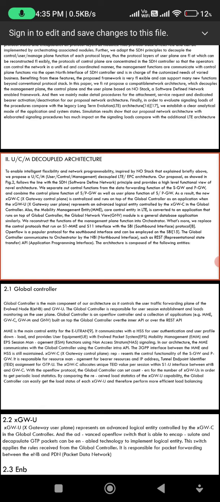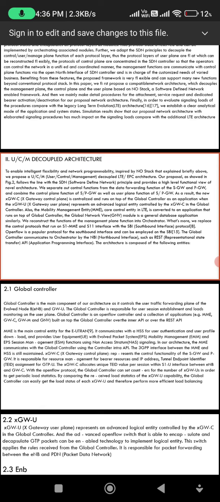As a result, the new XGWC, the X gateway control plane, is centralized and runs on top of the global controller as an application, while the XGWU, the X gateway user plane, represents an advanced logical entity controlled by the XGWC in the global controller. Also, the mobility management entity, the core control entity in LTE, is converted to an application that runs on top of the global controller. The global network view module is a general database application.